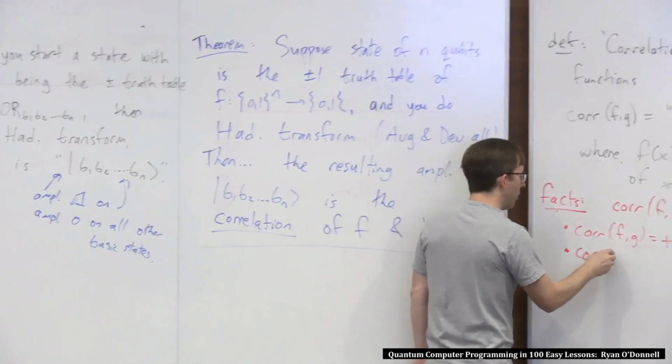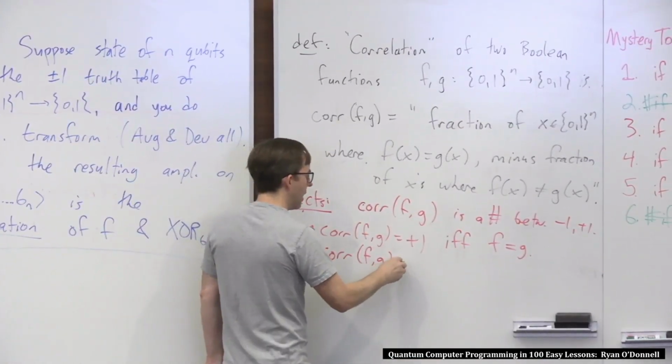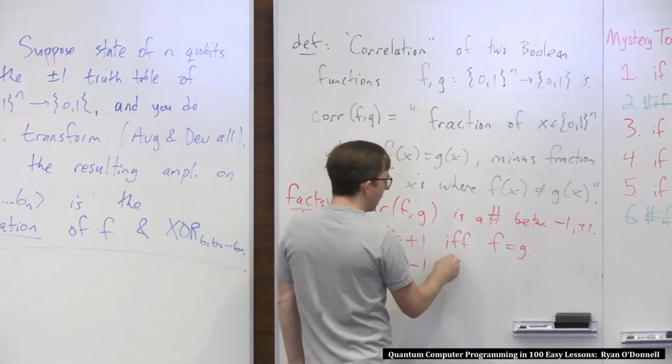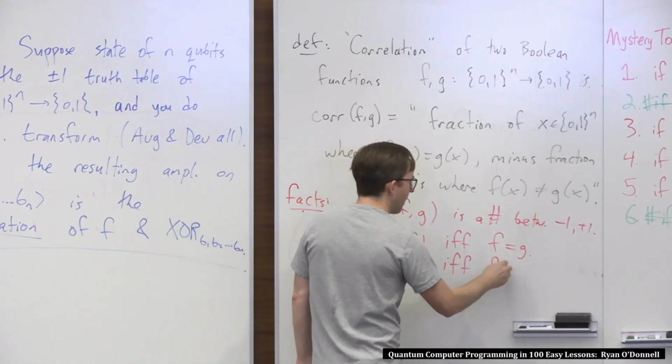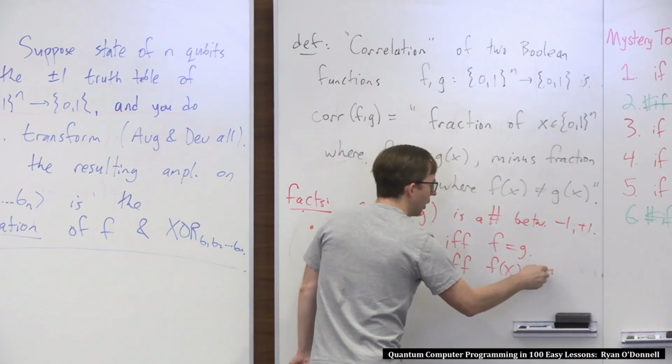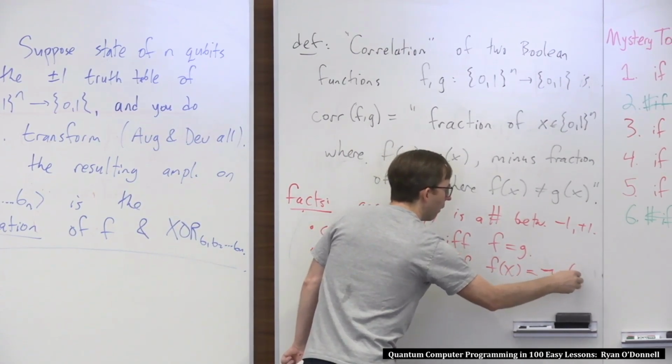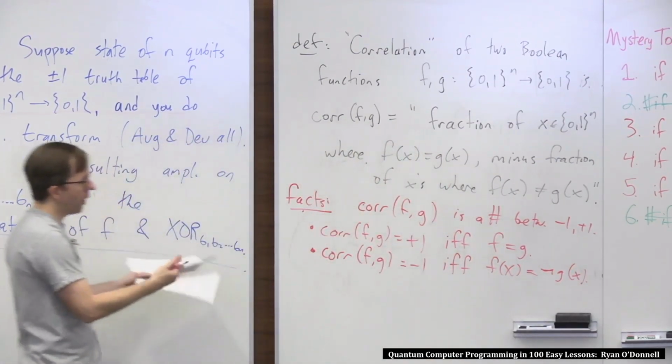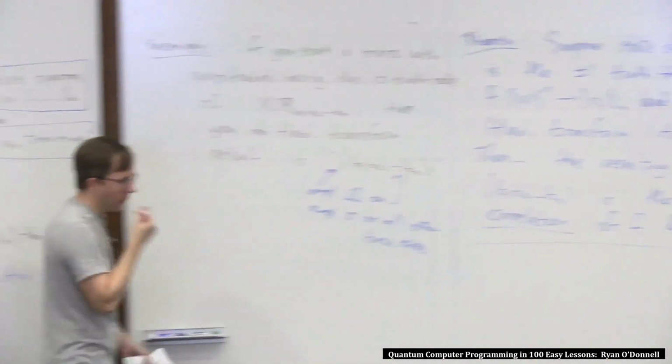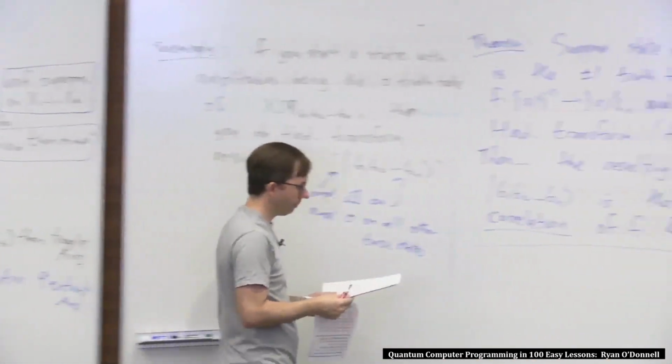Conversely, the correlation between f and g is -1 if they maximally disagree, which is if f of x is always the negation, the not of g of x. Then the fraction where they agree is 0. The fraction where they disagree is 1. So 0 minus 1 is -1.